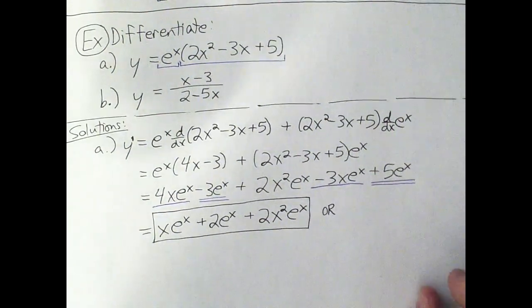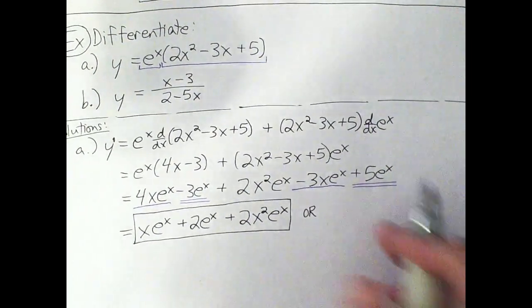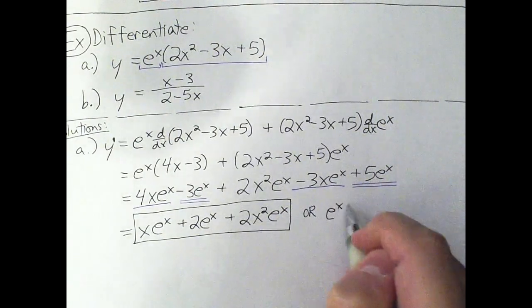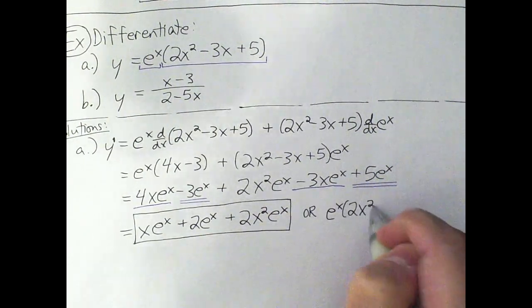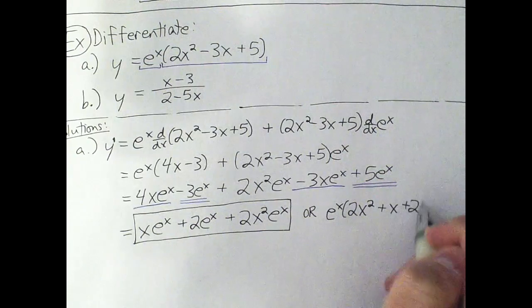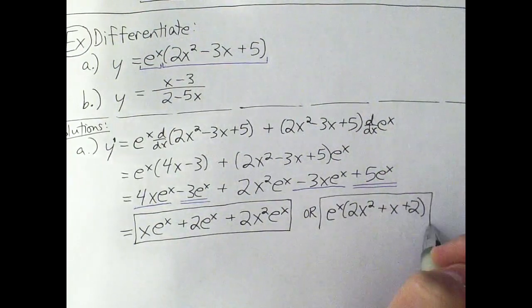Or another way that I found the answer is I got to here and then I factored out e to the x. You could do that if you'd like. 2x squared plus x plus 2. Either one of those is fine.